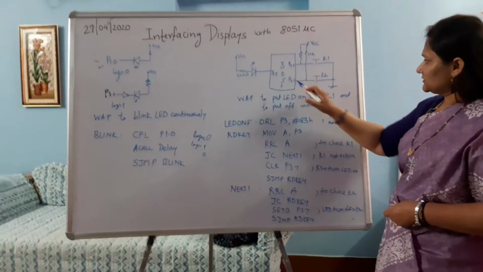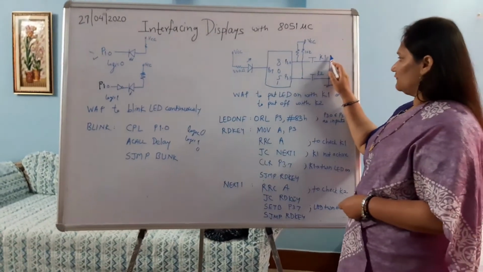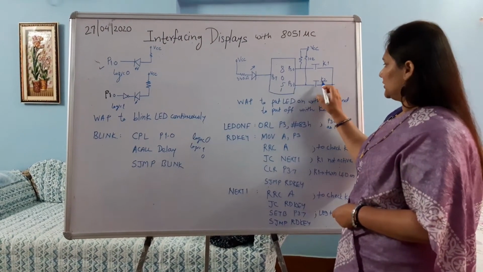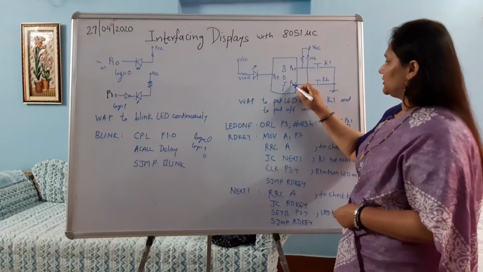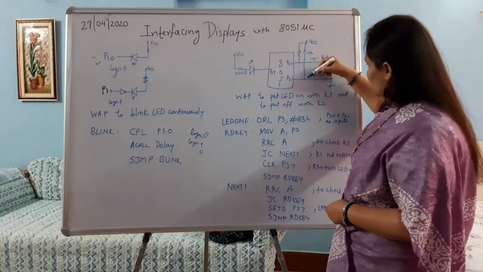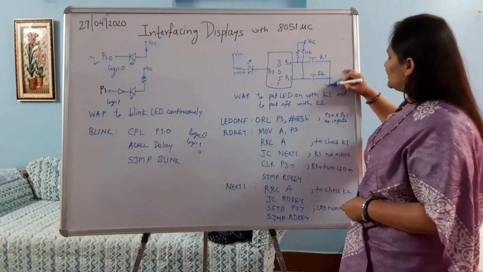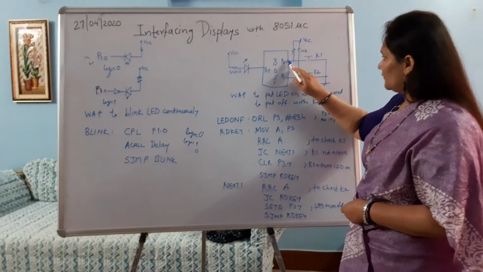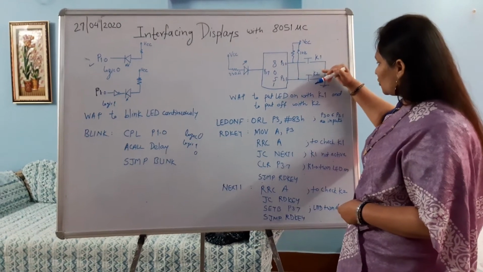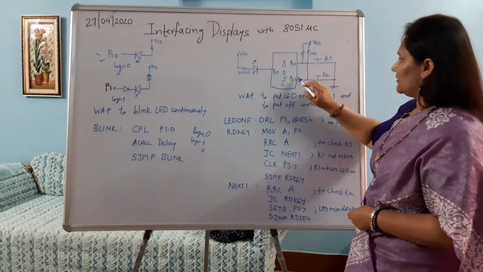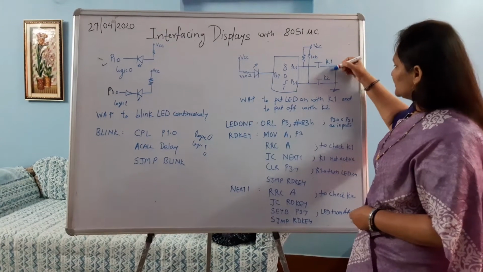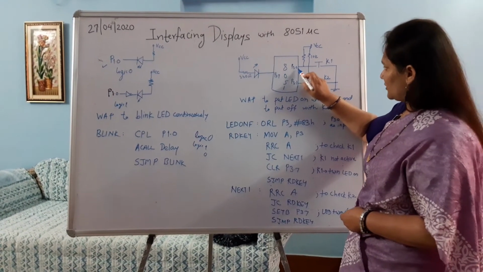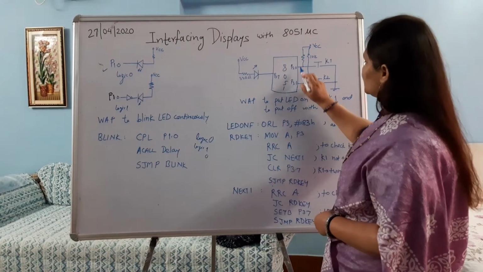So let's say with this configuration, we have connected key 1 at port 3.0 and key number 2 at port pin 3.1. They are connected with pull up and here it is grounded. So if the key is open, logic 1 will be over here, and if the key is closed, then logic 0 will be available at the port pins.